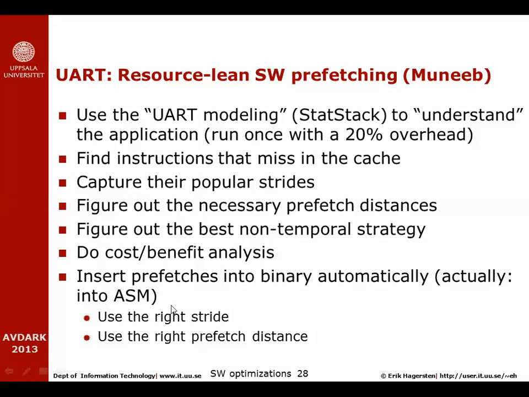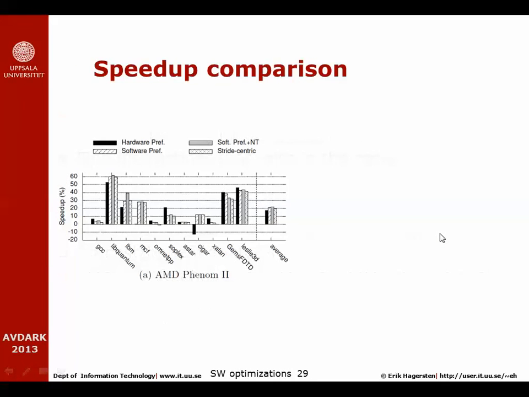He will insert the right prefetch instruction with the right stride and the right prefetch distance. Ideally, you would insert this directly into the binary. But in this example, he's rewriting the assembler code automatically. So we don't even need to have the source code to make this change. Here's an example of how well that works.